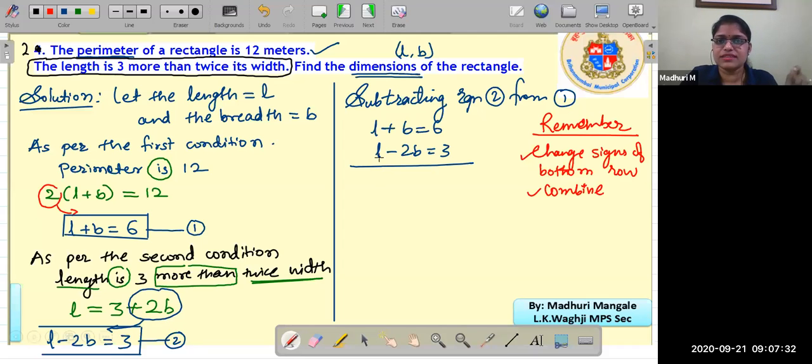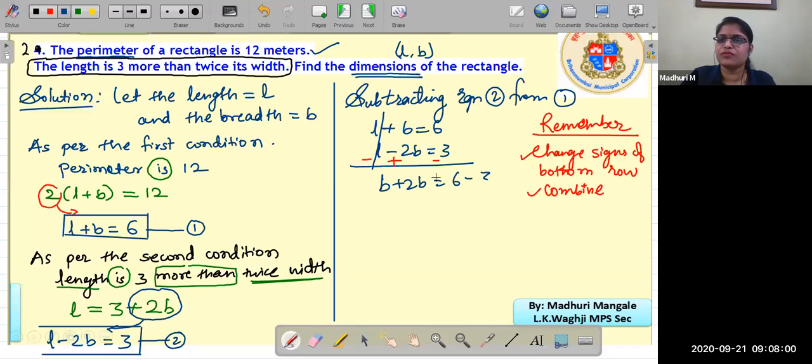L over here is in addition. There is no sign in front of L. That means it is addition. So that will become minus. Minus 2b will become plus 2b and plus 3 will become minus 3. And now we are going to combine the like terms. It is same as adding, right? So L minus L will get crossed out. We are left with b plus 2b, that is equal to 6 minus 3.